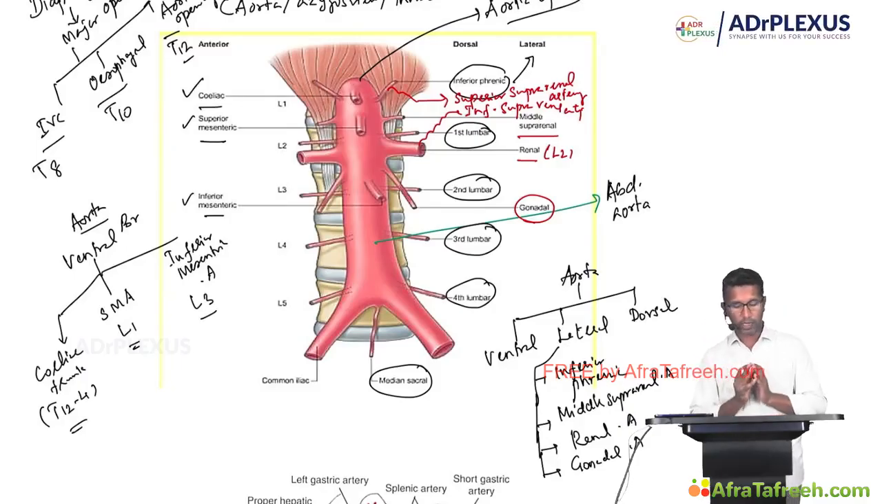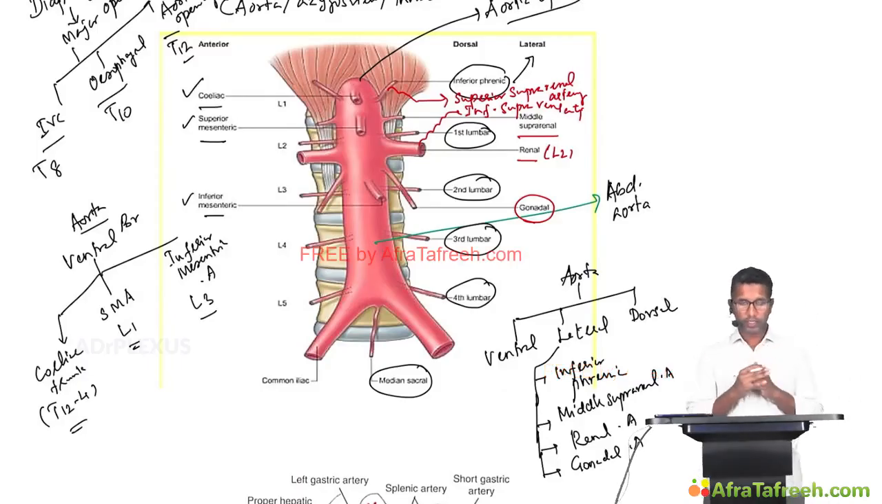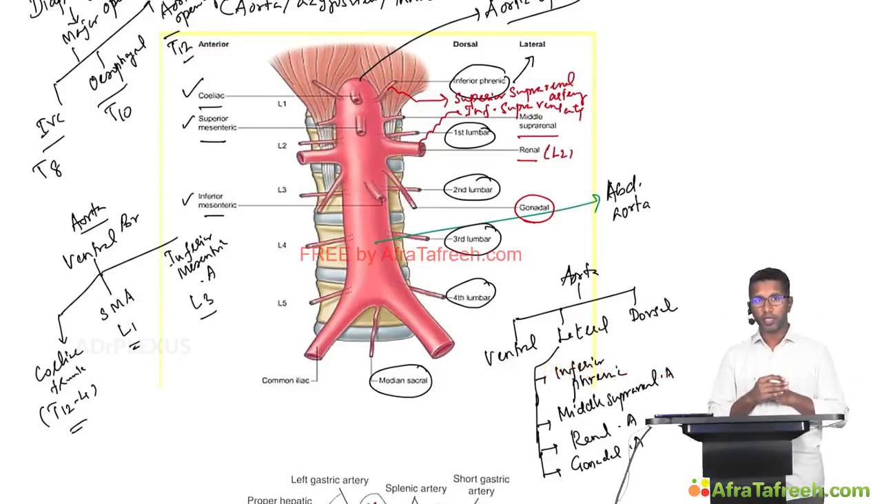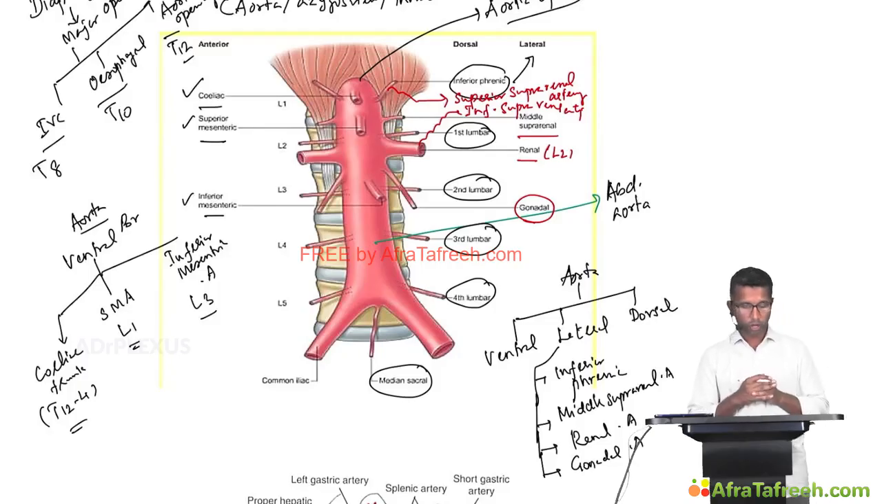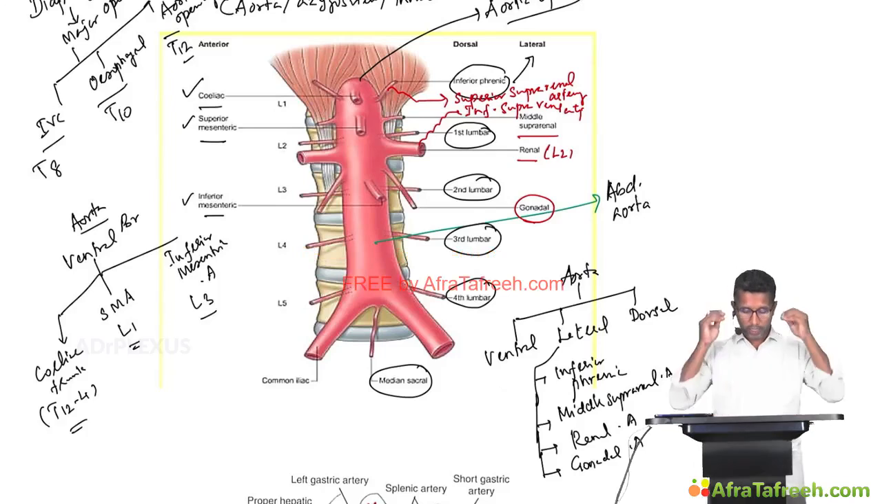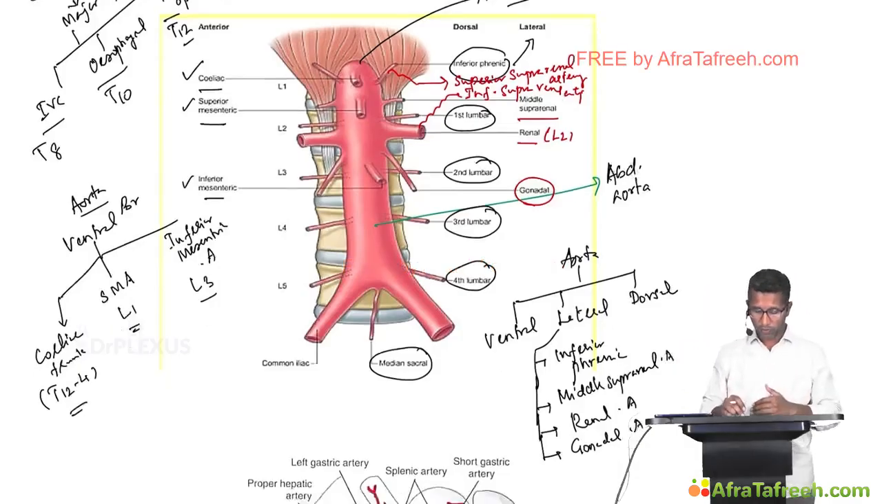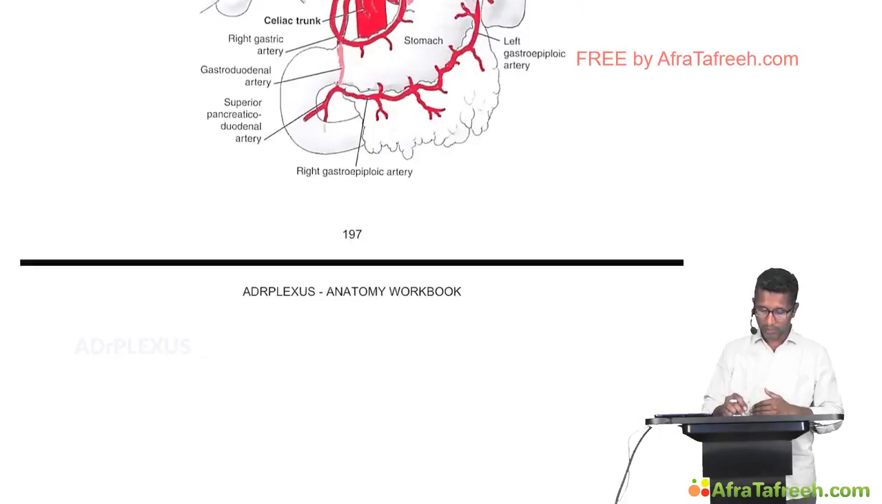So these are all the branches of the abdominal aorta, and the abdominal aorta finally, at the junction of L4 and L5 vertebra, divides into 2 common iliac arteries. So with this background we'll go to the next viscera, that is the stomach.